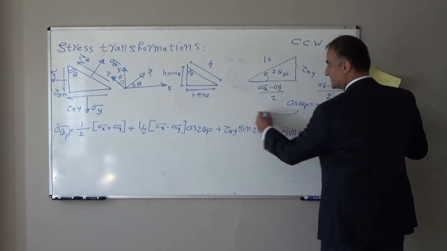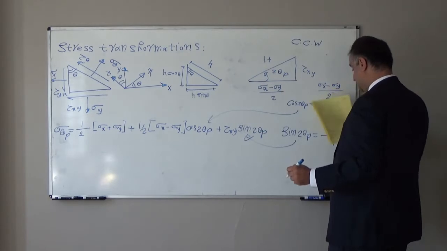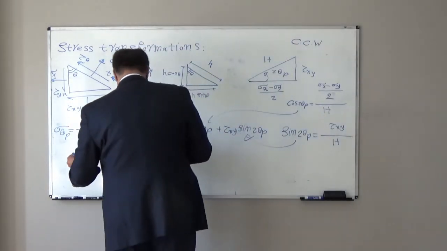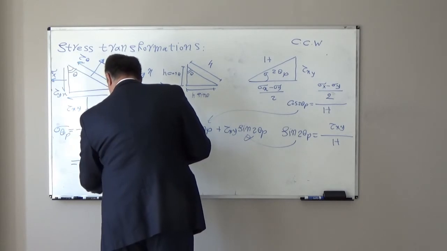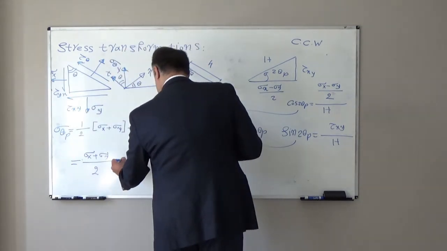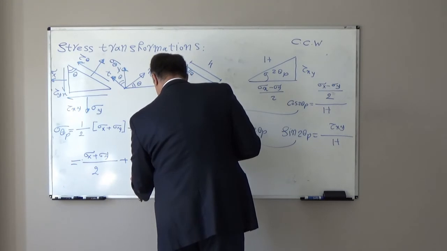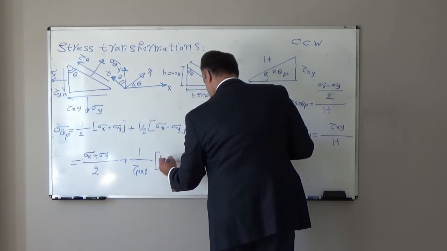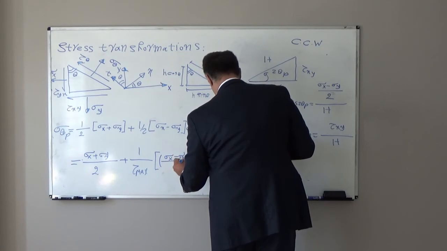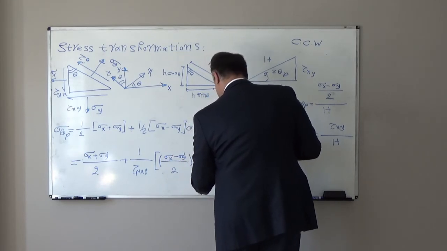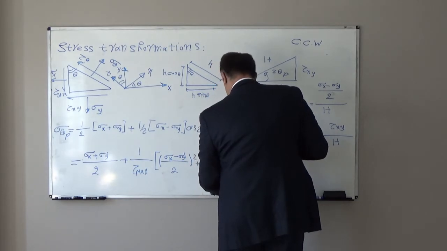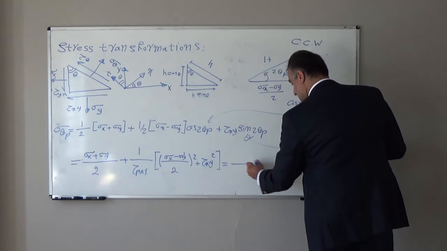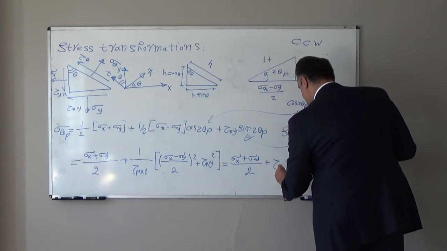If we plug these values here and here, from here we can find that it is equal to sigma x plus sigma y over 2 plus the square root of sigma x minus sigma y over 2 squared plus tau xy squared, that is finally equal to sigma x plus sigma y over 2 plus tau max.